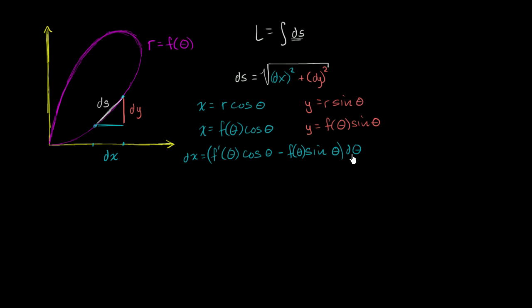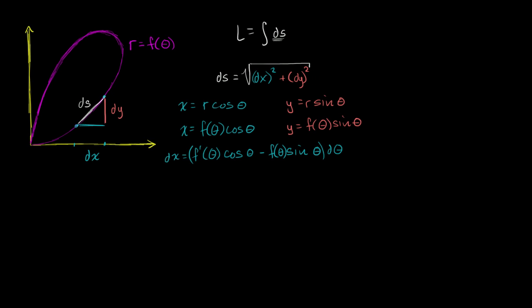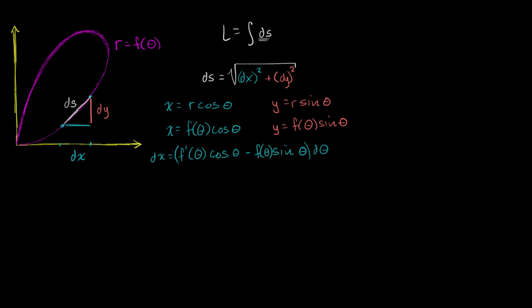Another way you could have said, if you treated these differentials like numbers, you could divide both sides by d theta. You'd have the derivative of x with respect to theta is this business right over here. So those are equivalent statements. And let's do the same thing for dy. So dy, same again by the product rule, is going to be f prime of theta times sine of theta plus f of theta times the derivative of sine of theta, which is just cosine of theta.